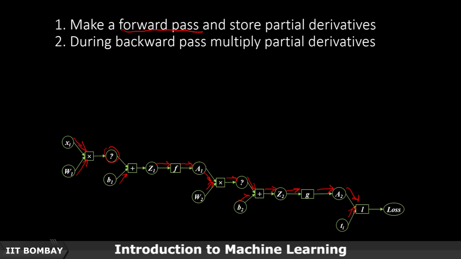But we also compute the loss, so we compare it against the target value t and put it inside the loss function, and what comes out of it is loss. So we get both a2 and the loss as the outputs of the neural network.